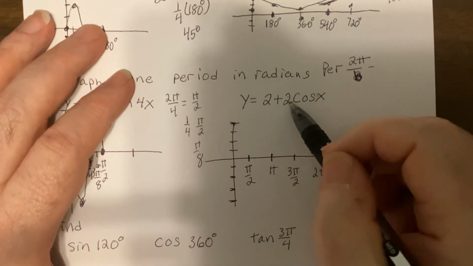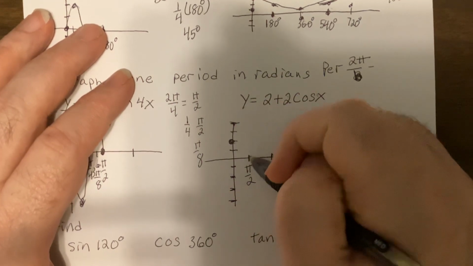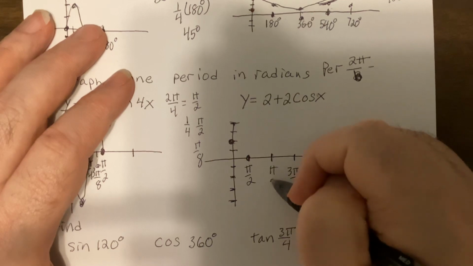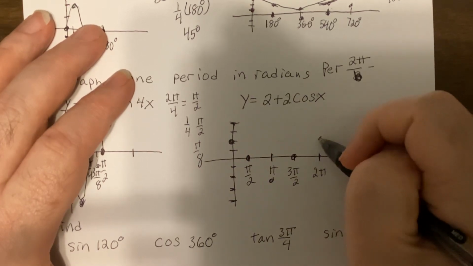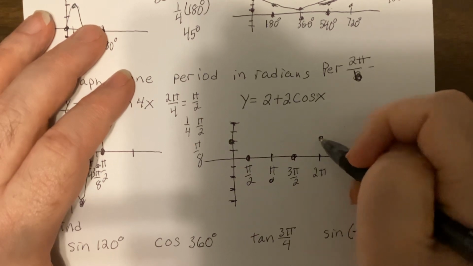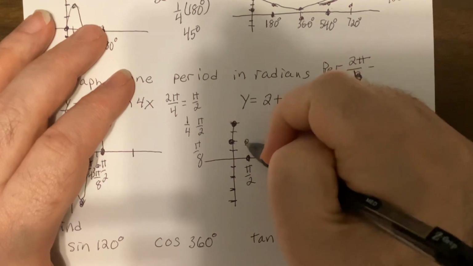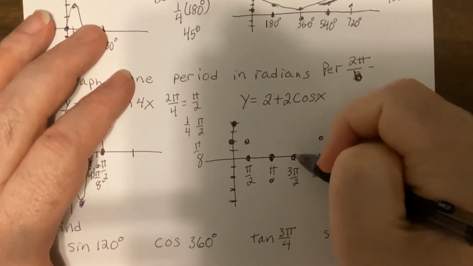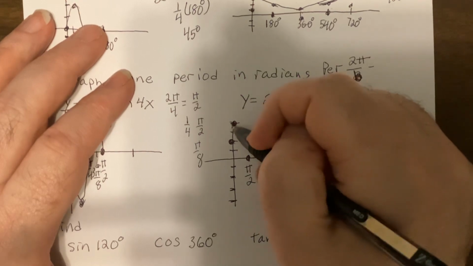I need to multiply cosine by 2, so cosine normally starts at 1, goes to 0, negative 1 times 2, 0, 1, so times 2 would be 2. Then move everything up 2. So I'm shifting everything up.